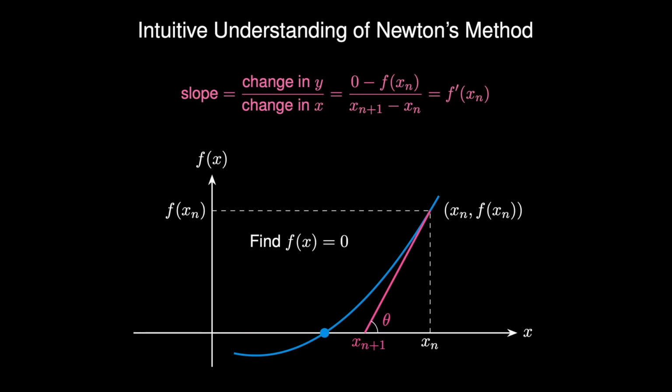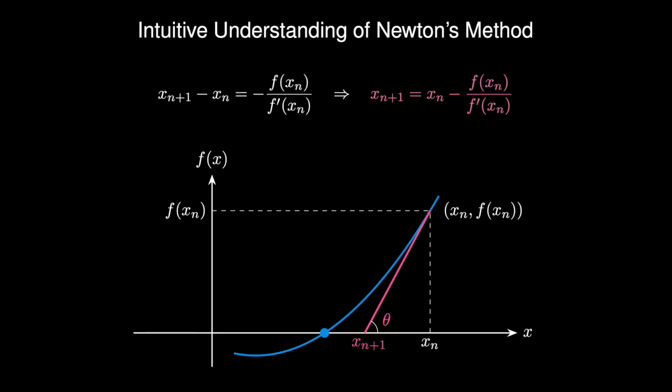The slope of this tangent line is f prime of xn. Using the definition of a slope, change in y over change in x, we set up the equation (0 minus f of xn) divided by (xn plus 1 minus xn) equals f prime of xn. This gives us the next point xn plus 1.